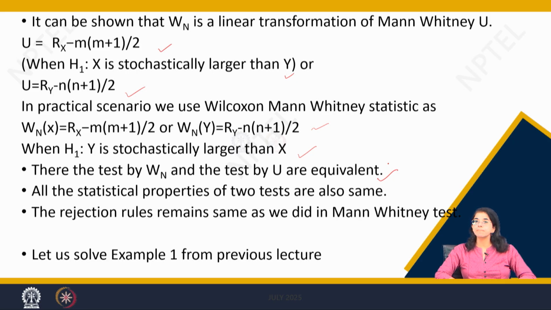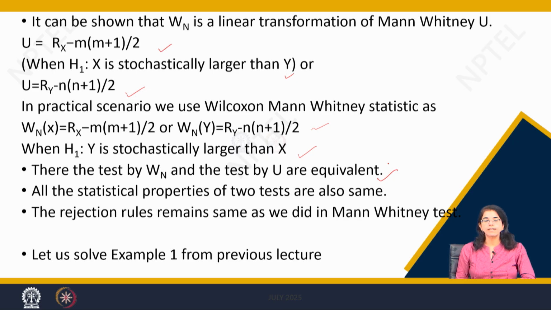The rejection rule remains the same as we did in the Mann-Whitney test. So, that's a very important point not to be missed. The rejection rule means how do you reject? What will be the rejection rule? As you have done, I told you the Mann-Whitney test statistic is a left tail test. Okay, the smaller the value of U, the stronger will be your rejection. Okay, so the same thing will be applicable in W.